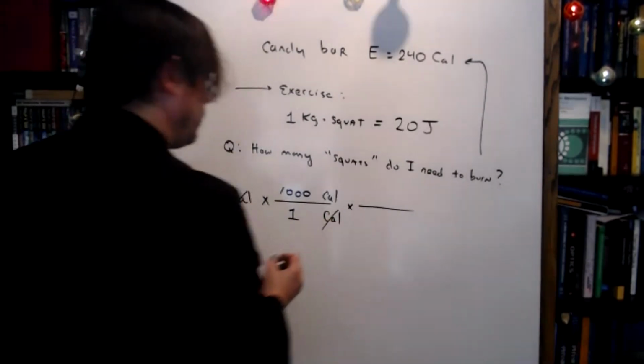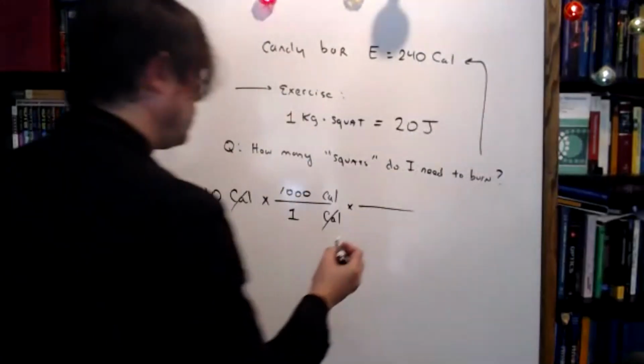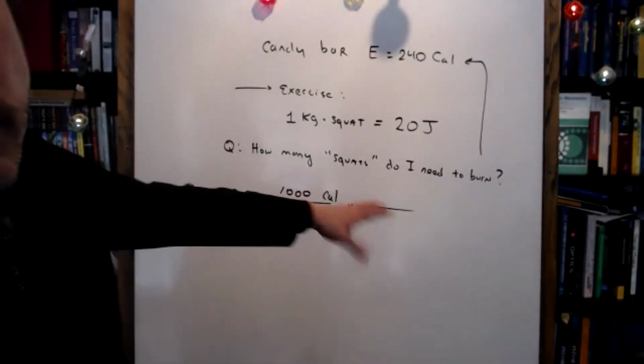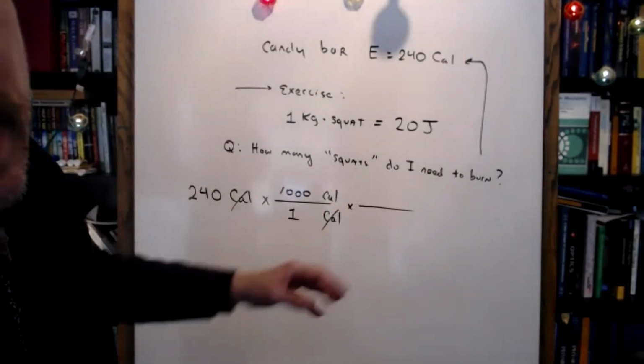And now what are we going to do? 240 times 1,000, which is. Oh, no. Let's keep going until we get all of our units. We only punch at the end. We punch at the end.